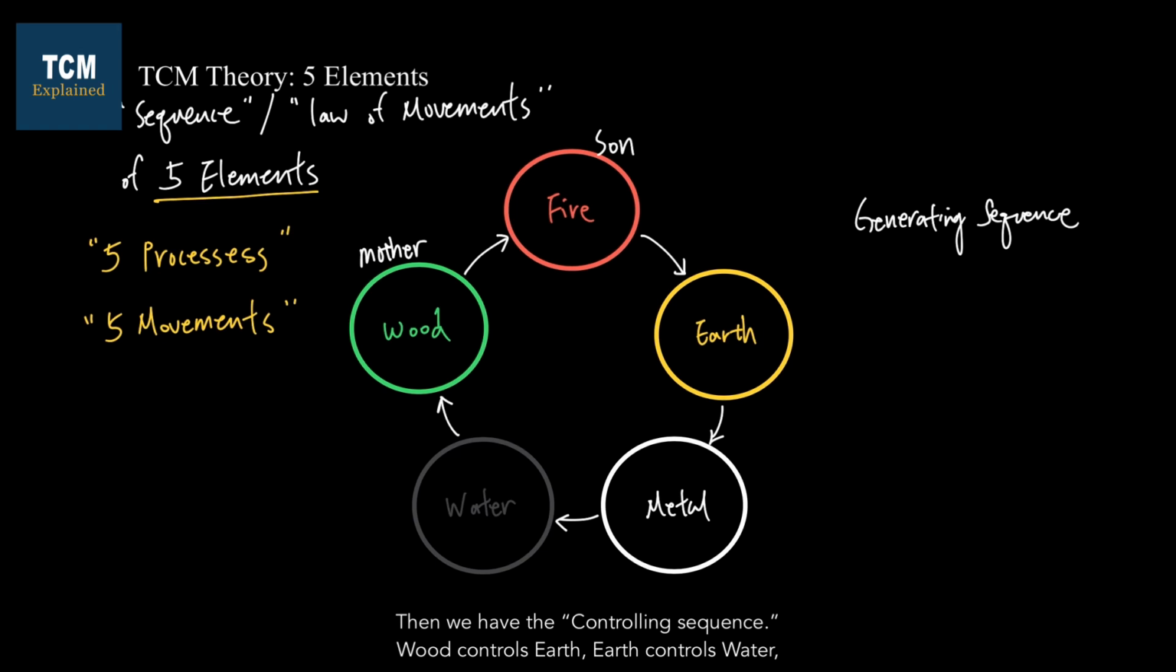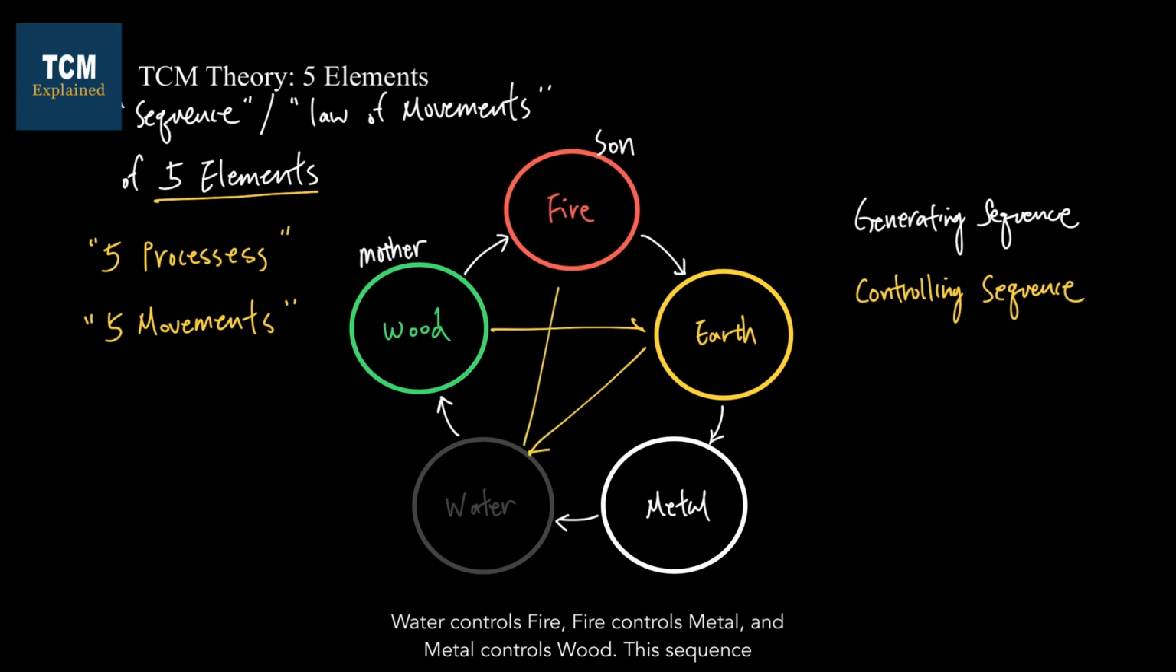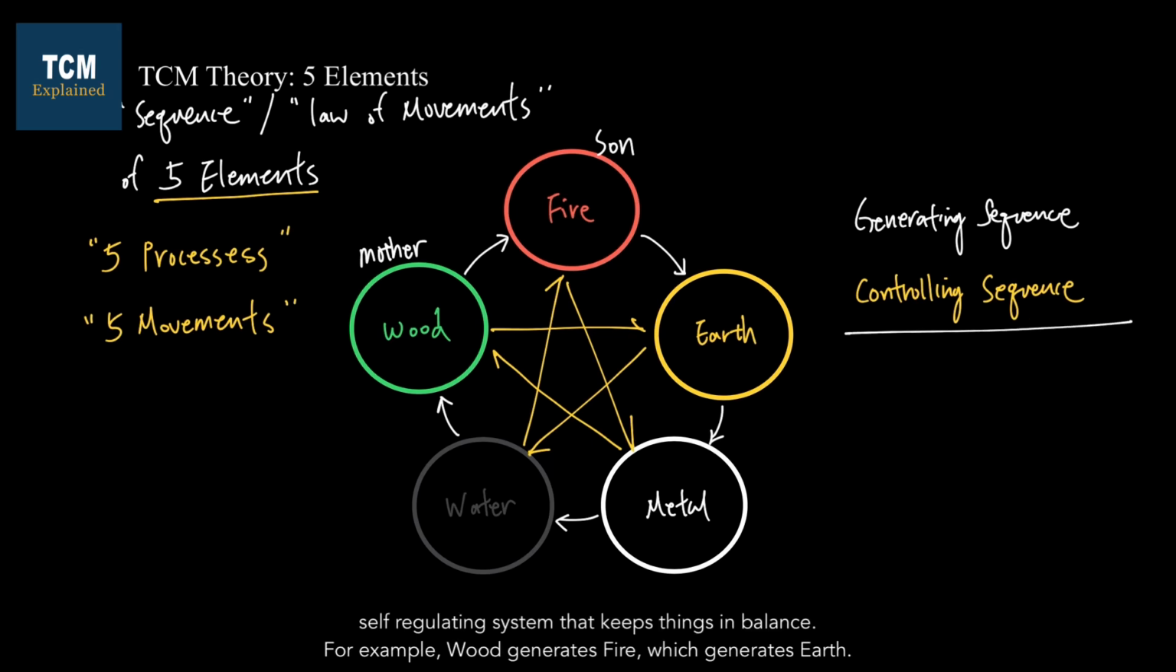Then we have the controlling sequence. Wood controls earth, earth controls water, water controls fire, fire controls metal, and metal controls wood. This sequence keeps each element in check, so that a certain element does not become excessive. The generating sequence and controlling sequence work together as a self-regulating system that keeps things in balance. For example, wood generates fire, which generates earth. But at the same time, wood controls earth. Also, earth itself generates metal, which controls wood.